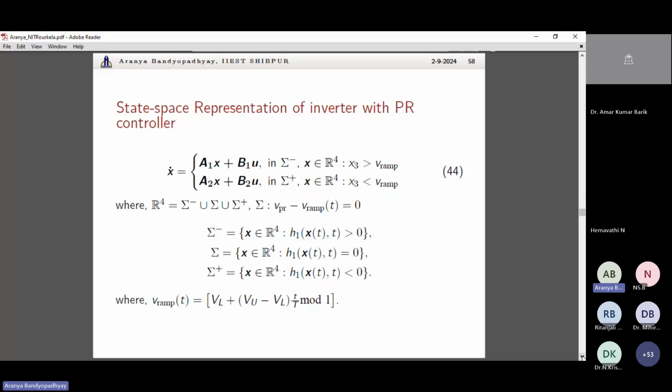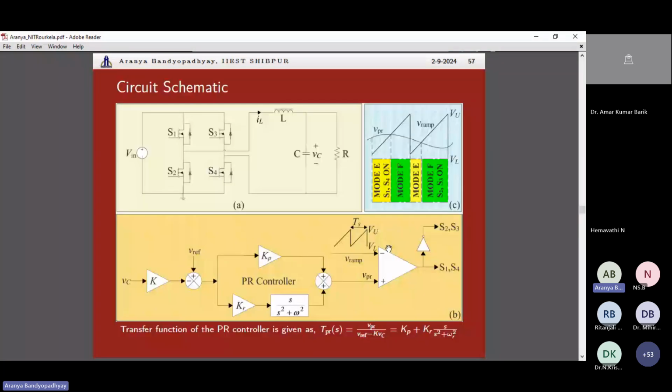And this is the fourth order state space representation. Why? Because in case of the PI controller, the power circuit was basically incorporating 2 state variables and the controller circuit 1 state variable, but in case of the PR controller, the controller circuit is incorporating 2 state variables. As you can see, there are 2 poles over here.